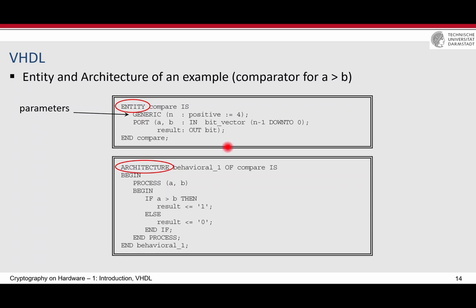Then here you can make it generic, or you can make it parameterized and define n as a positive value, which is by default 4. It means that if you do not define the n, then it will be 4. And then you define a and b as 2 inputs, each of them a bit vector from n-1 down to 0. And then one output value, saying that a is larger than b or the other way around.